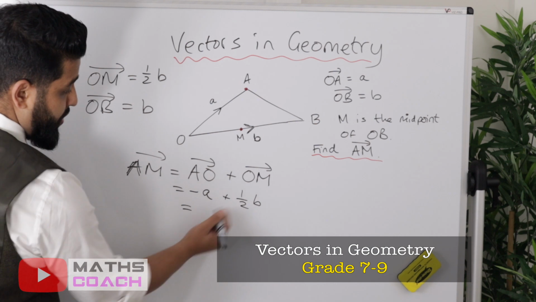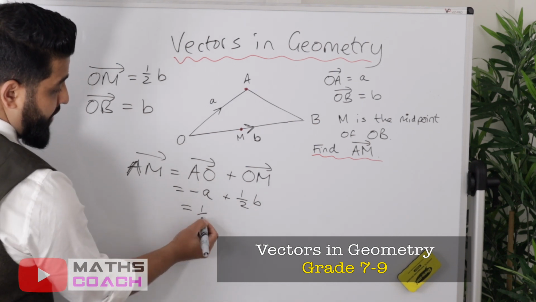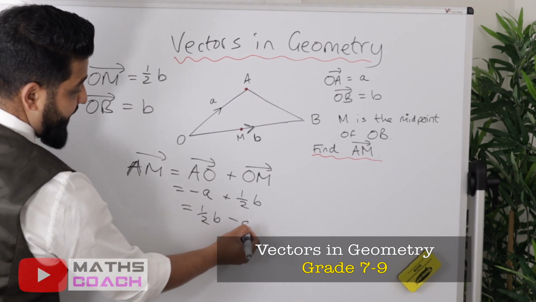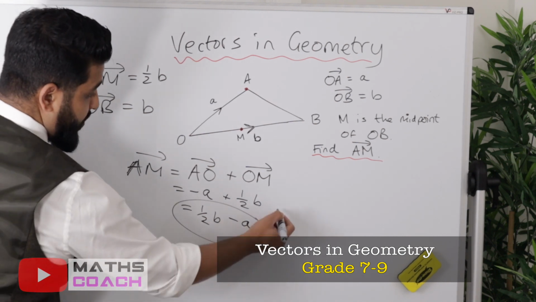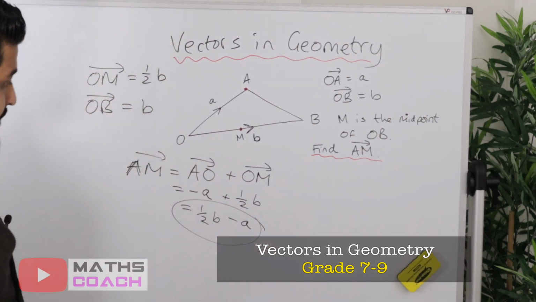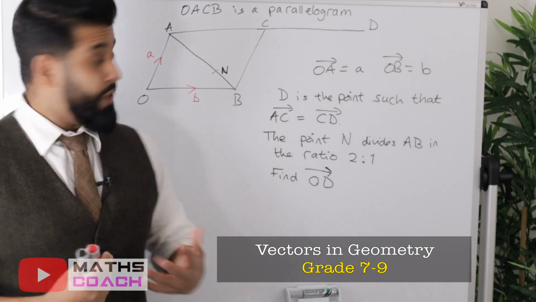What we can also do is start with the positive. So we might do a half B and then take away A. This or that is fine as our answer. Okay, on to our next question.